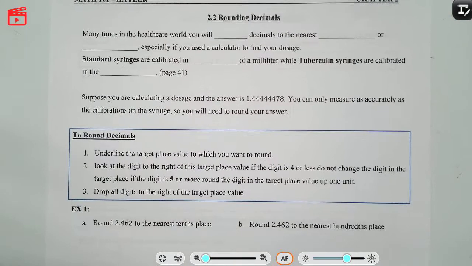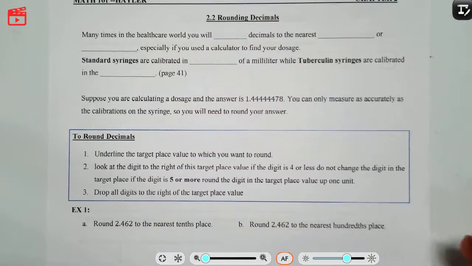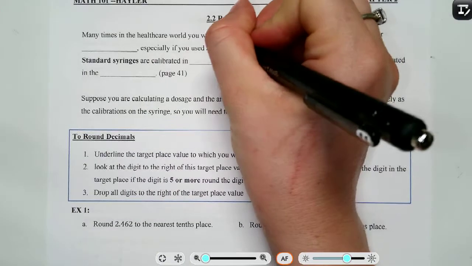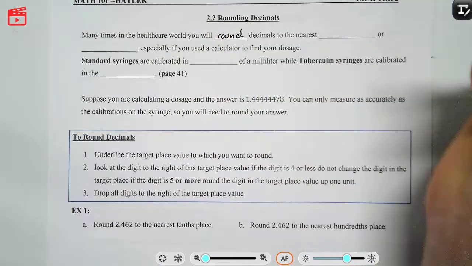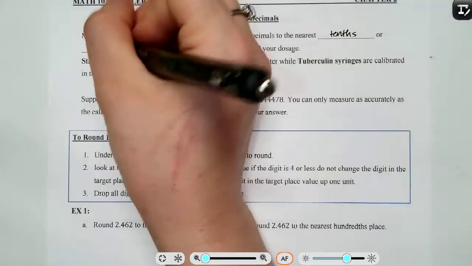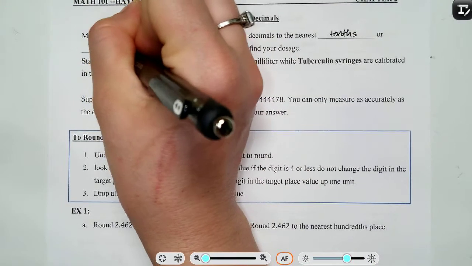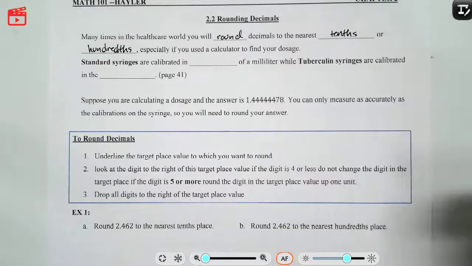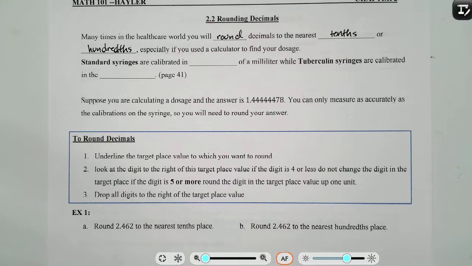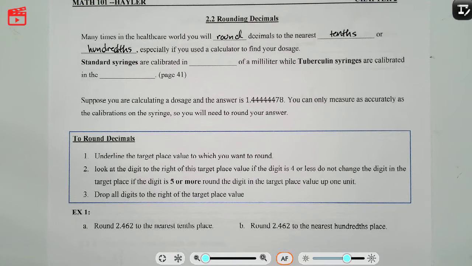All right, 2.2, rounding decimals. So, many times in the healthcare world, you will round decimals to the nearest tenths or hundredths. Especially if you used a calculator to find your dosage. So if you're working along and you plug your problem into your calculator and you find out there's this very long trailing decimal, you need to find a way to round that.